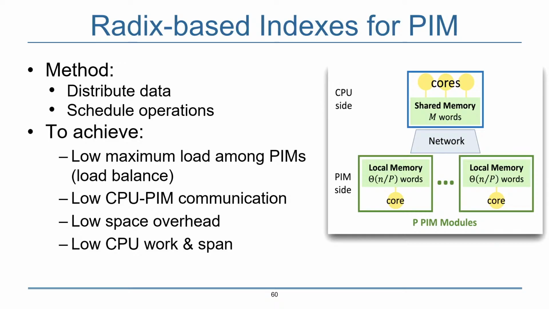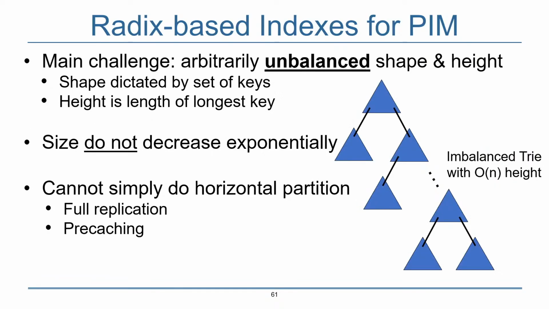And this slide is the same. We still have this method. We still have these targets. And again, the main challenge of the radix-based solution is that the tree can be arbitrarily imbalanced in shape and height. The shape is dictated by the keys themselves, and the height is the length of the longest key, which can be O(n) in the worst case. So we do not have the observation that size decreases exponentially, so it's not true. So you cannot simply do a horizontal partition here and do replication on the upper part and pre-caching for the middle. That's not going to work because you cannot just partition horizontally.